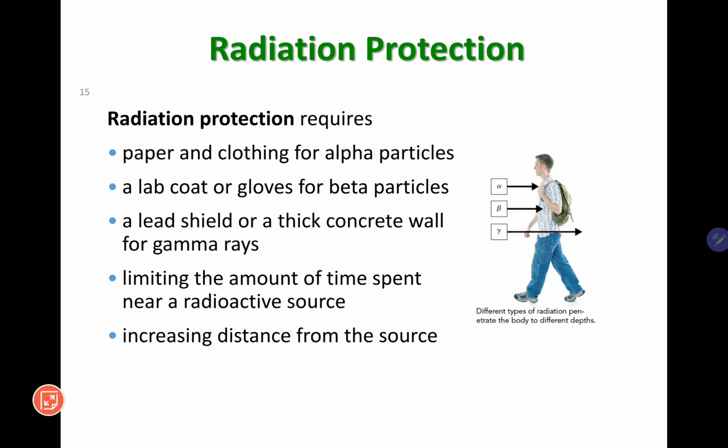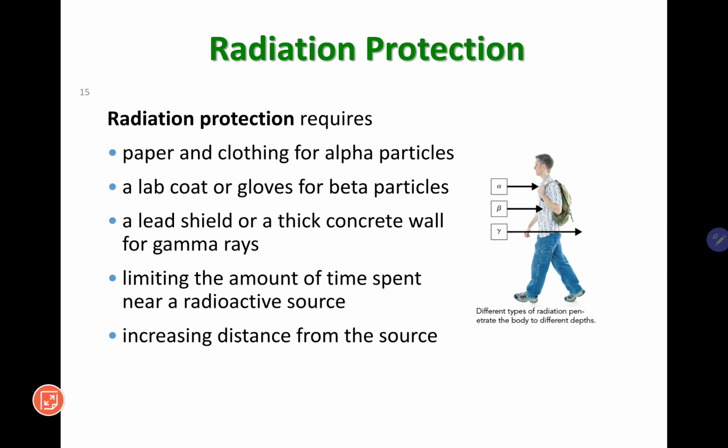And then if you have beta particles, they are lightweight and negatively charged. Of course, they have high energies. But if you wear a second layer of clothing, such as a lab coat, you can easily avoid beta particles from penetrating into your body. So wear a lab coat to get protected from beta particles, and maybe things like gloves and shields.